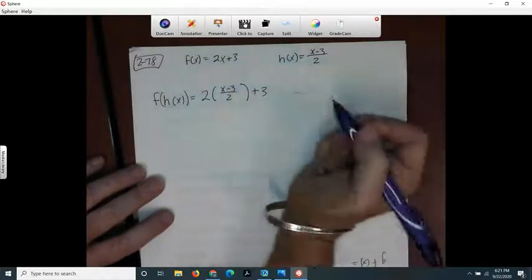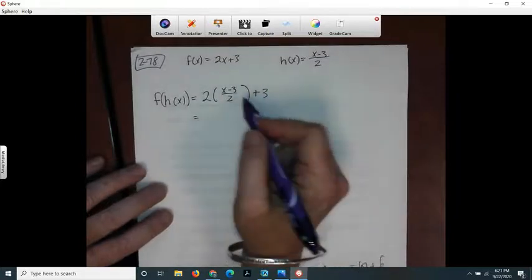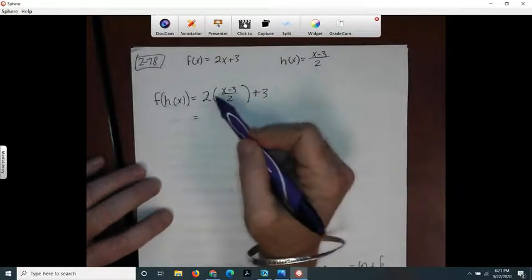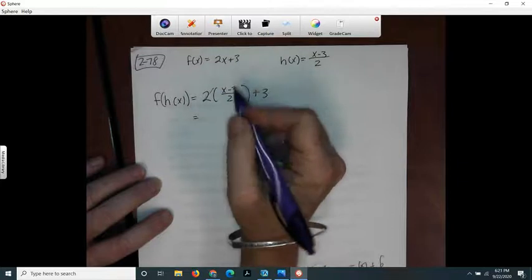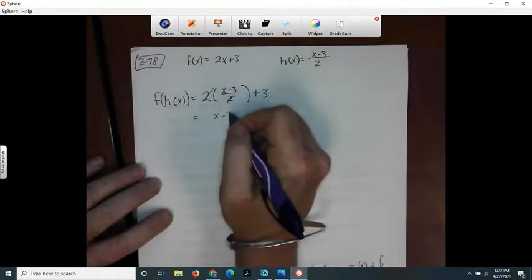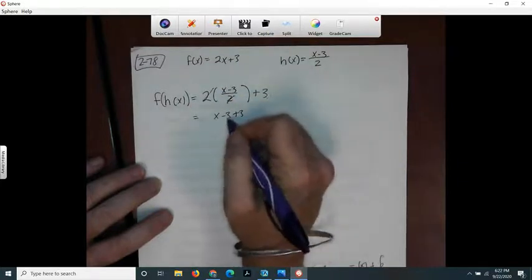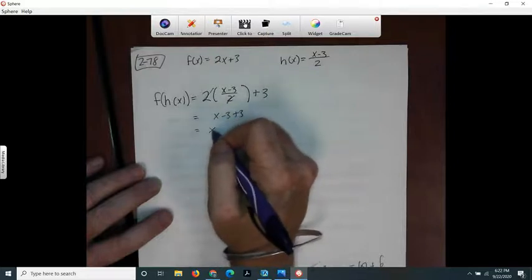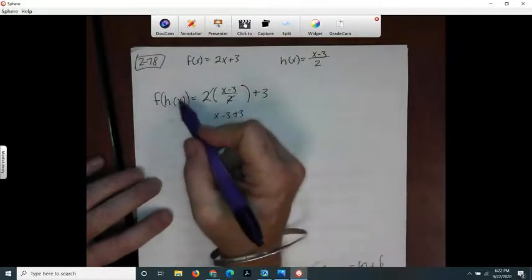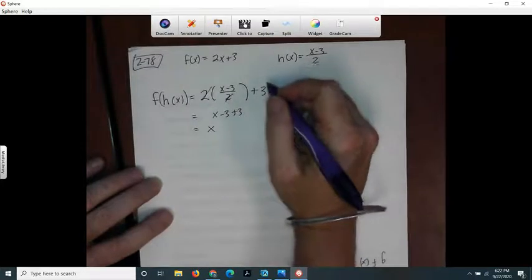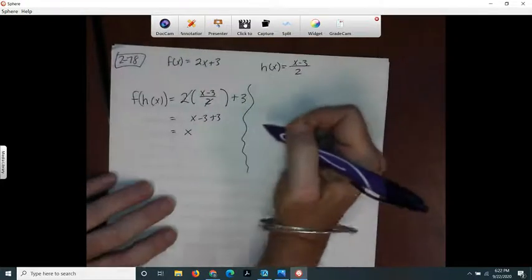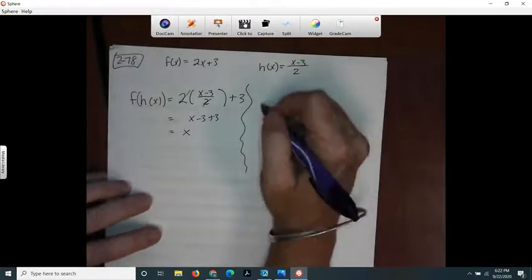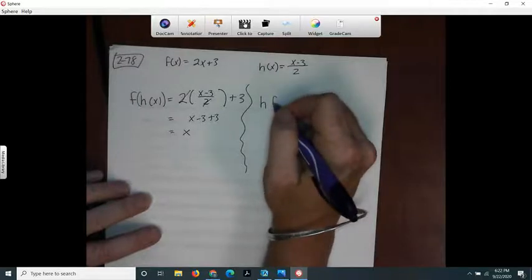Now it turns out that we can undo this really easily because these 2's cancel out. And then I'll just get x minus 3 plus 3. Well, the 3's cancel out, and then I just have x. So f of h of x equals x. And then let's use function composition, and let's find what h of f of x equals.